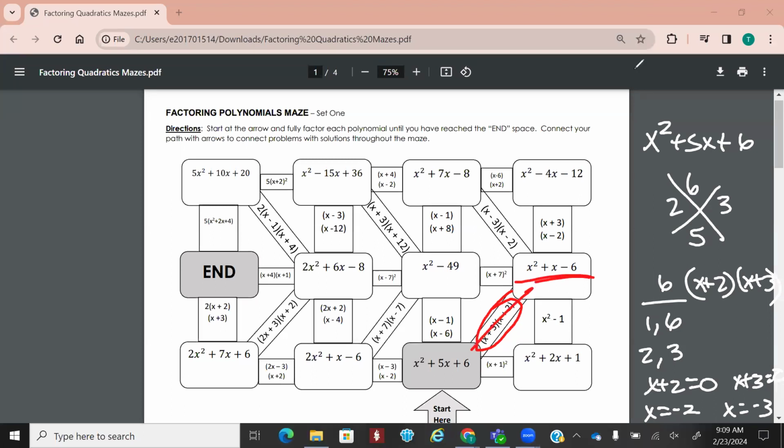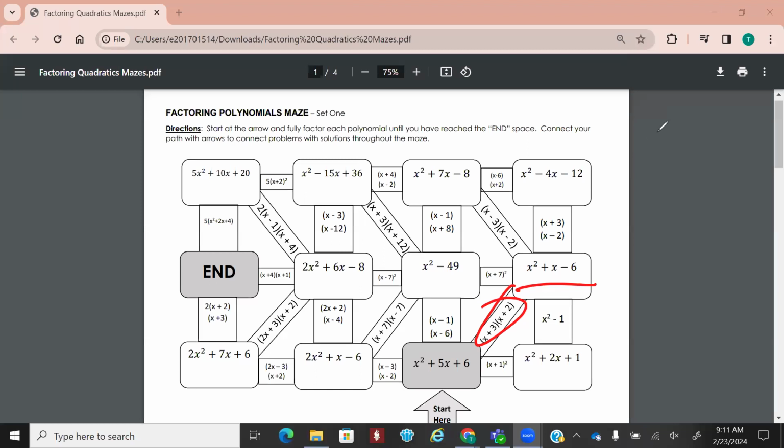Try this problem. Let's chat. So you should have gotten negative 6 in the top, 1 in the bottom. You cannot see that. Okay. And so those two numbers are going to be 3 and negative 2. The reason why it's going to be negative 2 is because the bottom is positive. The bigger number is going to be positive. Okay. So we get x plus 3, x minus 2.